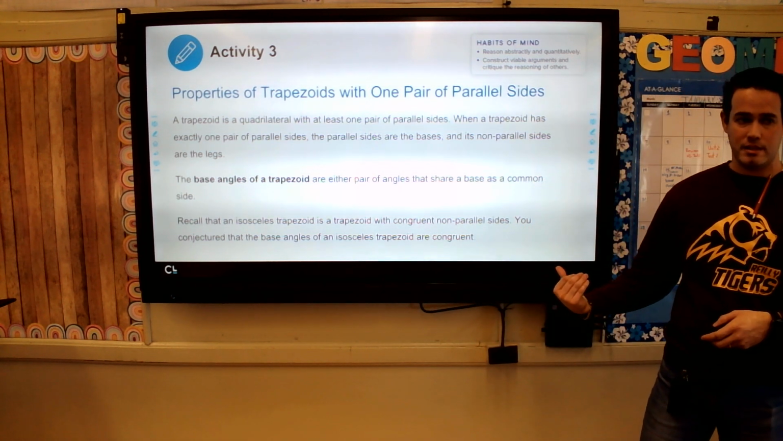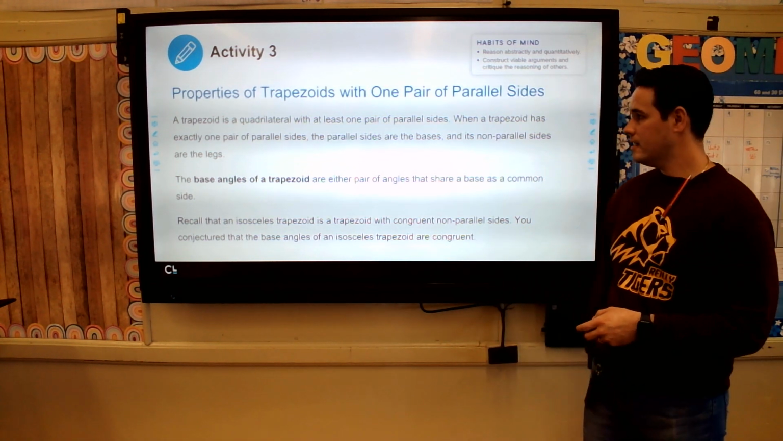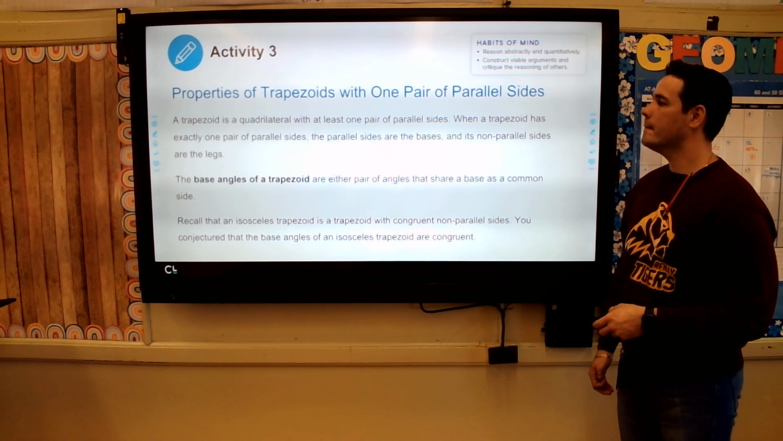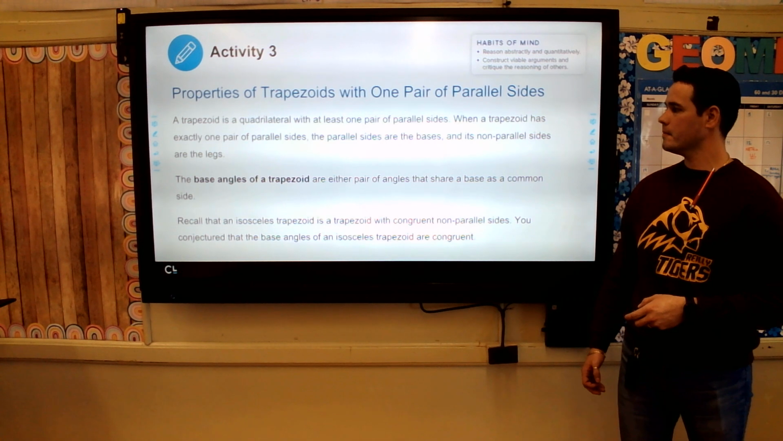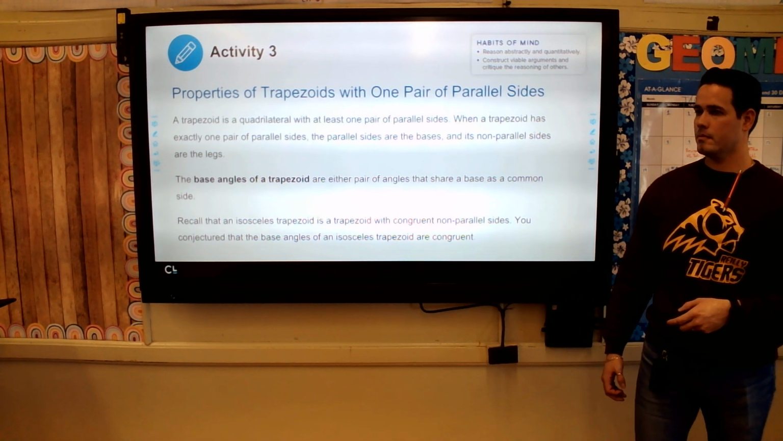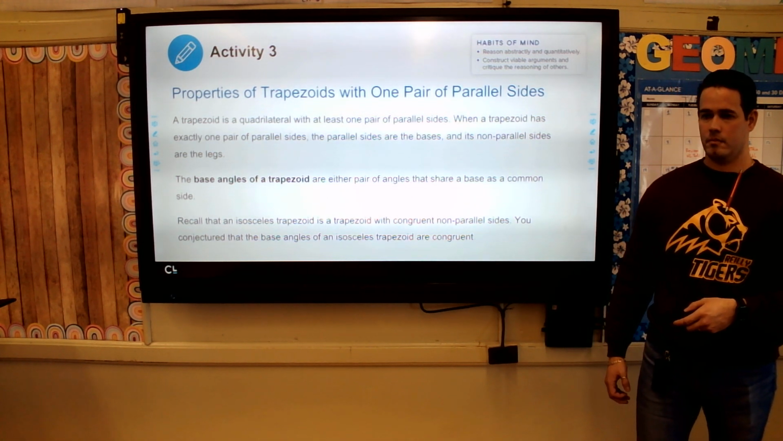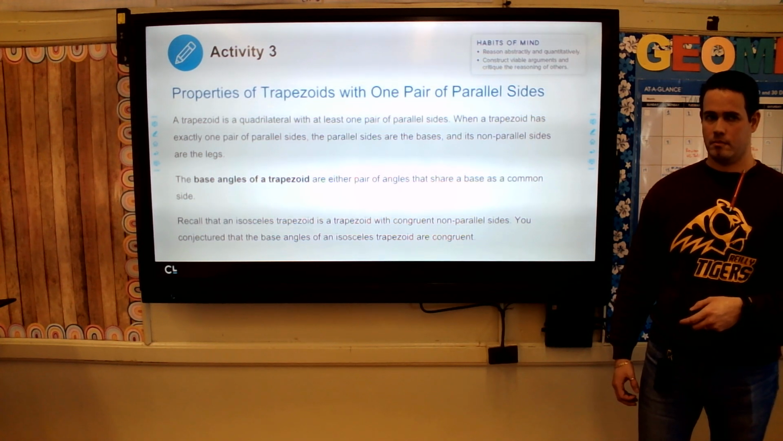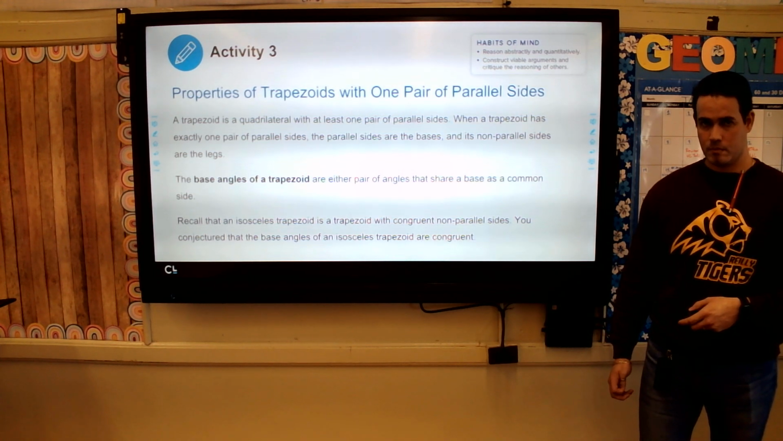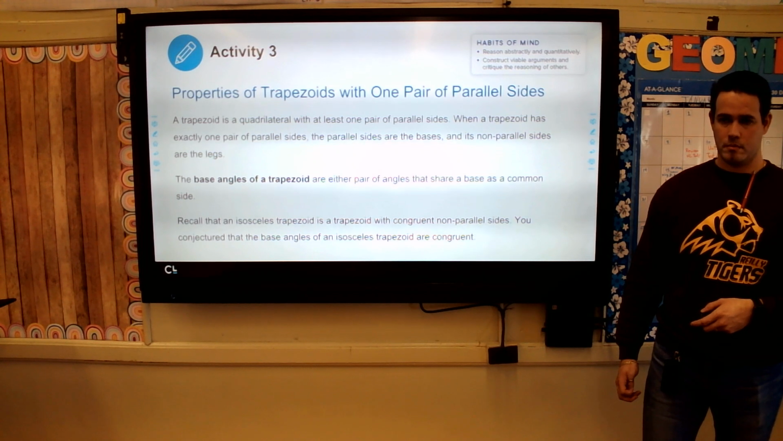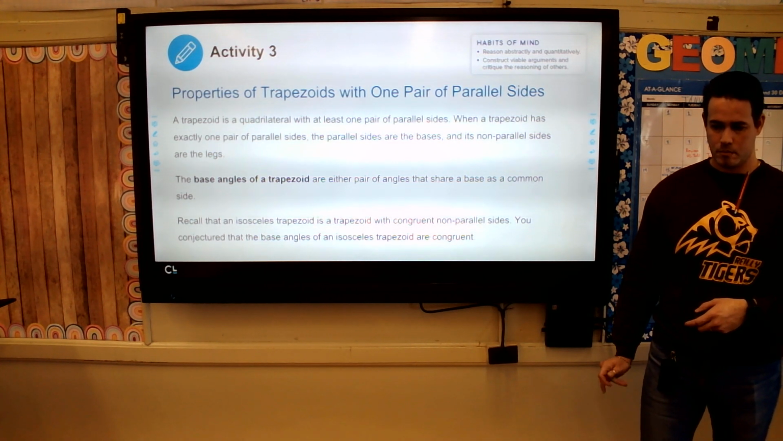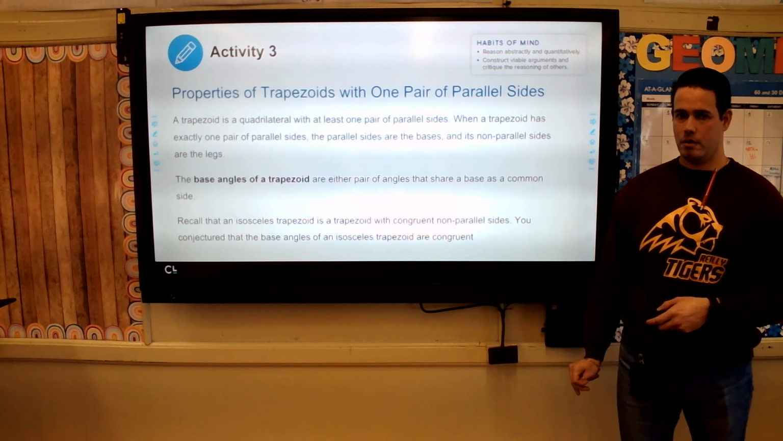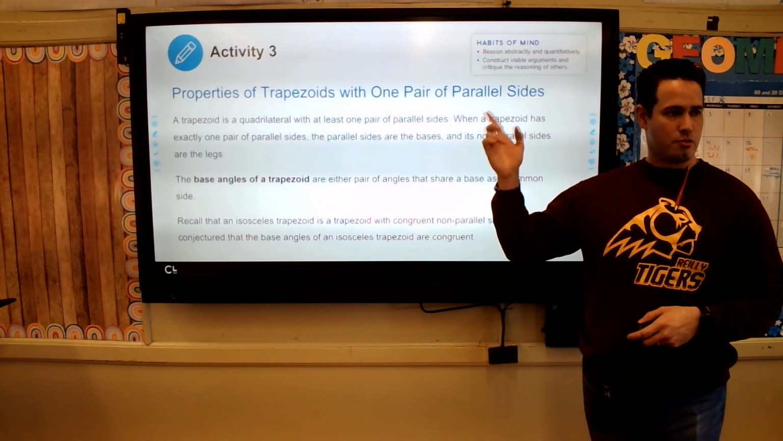Anybody in the mood to read trapezoids? Jen? A trapezoid is a quadrilateral with at least one pair of parallel sides. When a trapezoid has exactly one pair of parallel sides, the parallel sides are the bases and its non-parallel sides are the legs. The base angles of a trapezoid are either pair of angles that share a base as a common side. Recall that an isosceles trapezoid is a trapezoid with congruent non-parallel sides. You conjecture that the base angles of an isosceles trapezoid are congruent. Okay, good. So this talks about trapezoids in general.